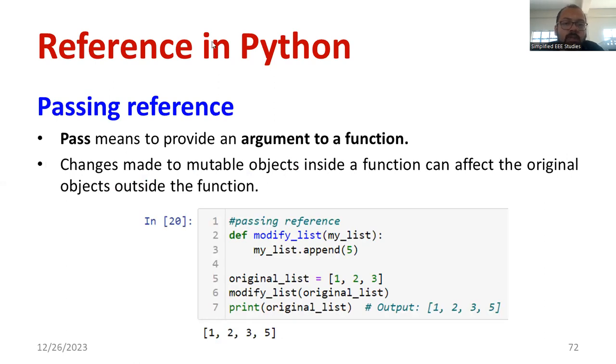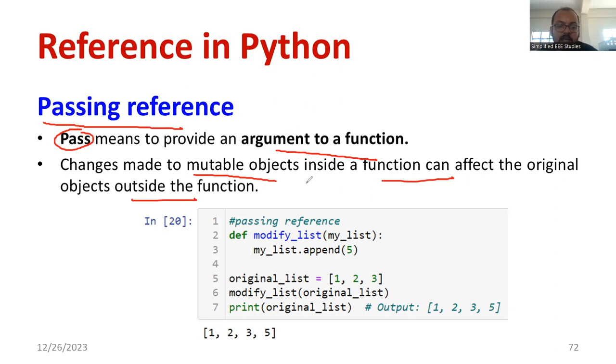Another topic is the meaning of passing the reference. So what is the meaning of pass? Pass means to provide an argument to a function, to provide the proper argument to the function. Changes made to a mutable object inside the function can affect the original object outside the function. That means if we created one list at the beginning, and later you reassign that list to another variable, then if you modify the other variable, the original object is going to be changed. That you can verify.